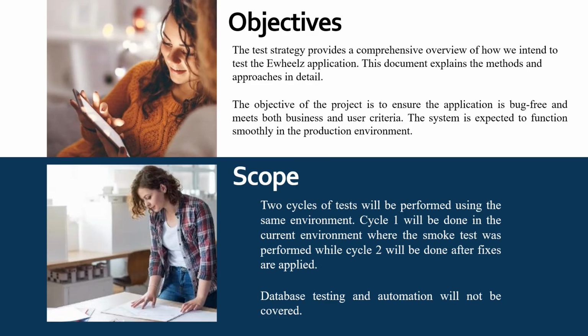The eWheel is an online travel bus booking system, and the main objective of this strategy is to provide a comprehensive overview of how we intend to test this application. And we explain the methods and approach in detail. The objective of this project is to ensure the application is bug-free and meets both business and user criteria. The system is expected to function smoothly in the production environment.